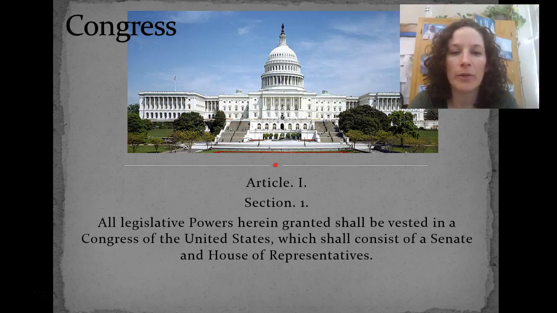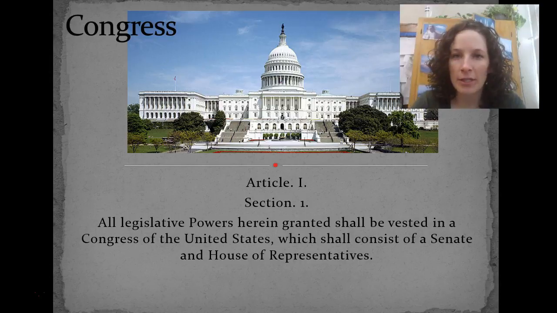All legislative powers herein granted shall be vested in a Congress of the United States, which shall consist of a Senate and a House of Representatives. There is a vocabulary term to describe this type of legislature. This would be a bicameral legislature. And you can see the bicameralism here in the architecture. One side designated for the House of Representatives and the other side designated for the Senate. And our state legislatures across the country have a similar architecture.